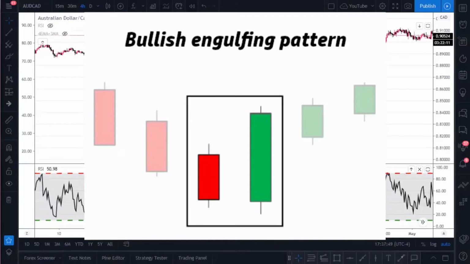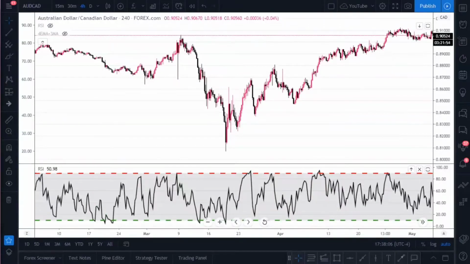Now, just to reiterate, here is our example. You have the red candle, smaller than the green candle. Red candle on the left, smaller for sellers. That means their momentum slowed down. The bigger green candle shows that buyers showed up, okay?